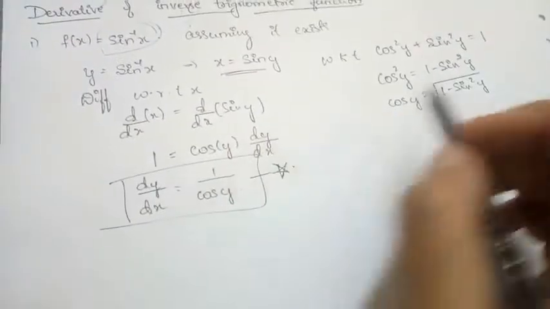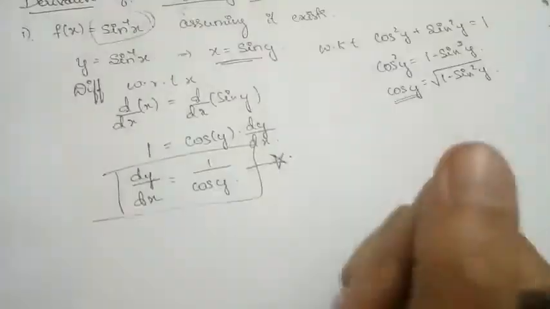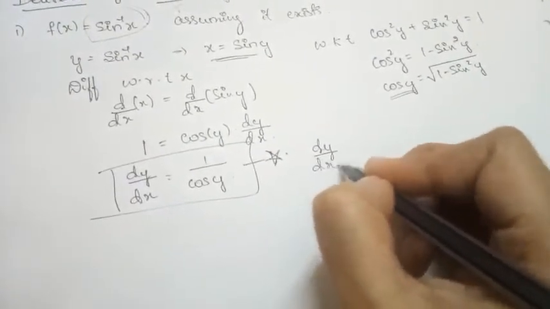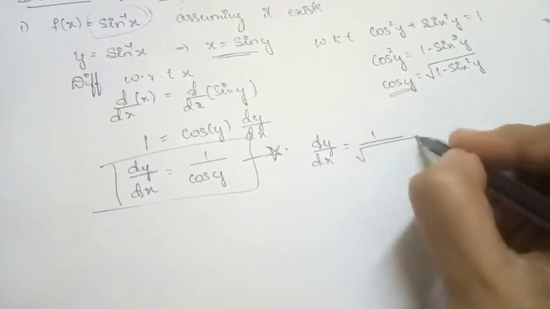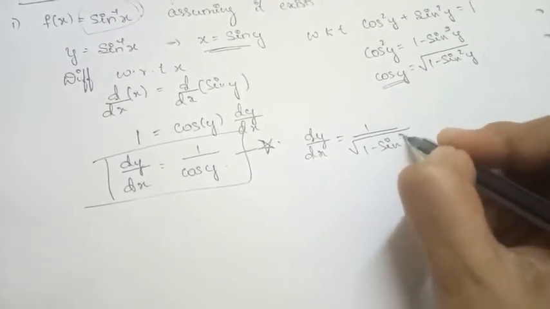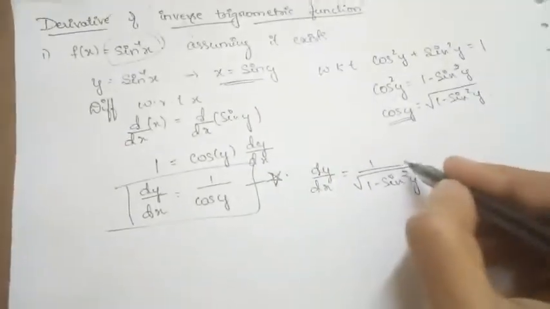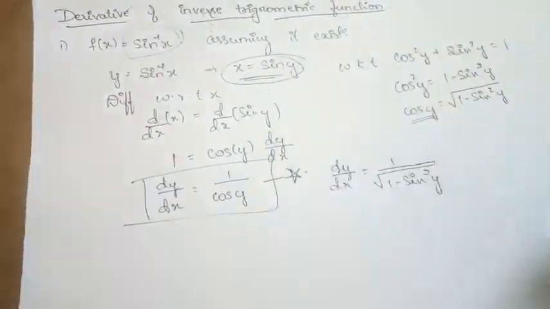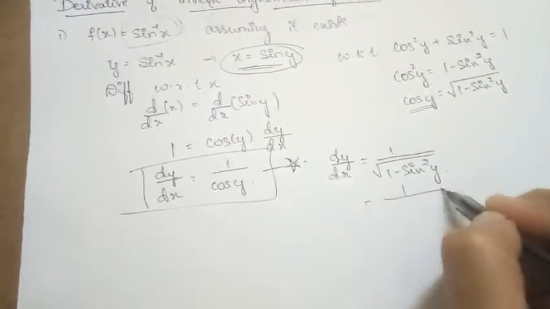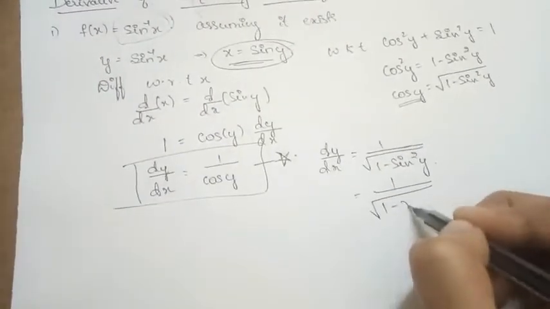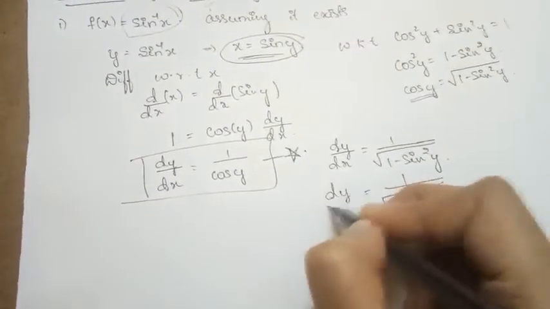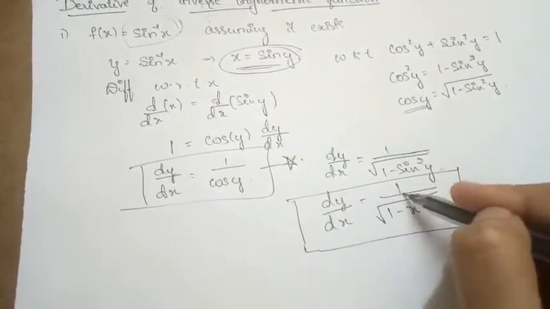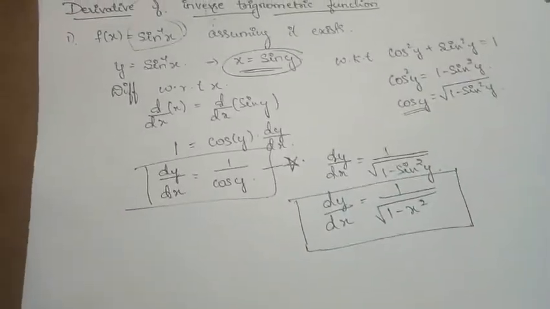Now in the star, in place of cos y, I am substituting the square root of 1 − sin²y. So that implies dy/dx = 1 divided by the square root of 1 − sin²y. You can see here that sin y is equal to x, so sin²y becomes x², giving the square root of 1 − x². So the derivative of sin⁻¹(x) is 1 divided by the square root of 1 − x².